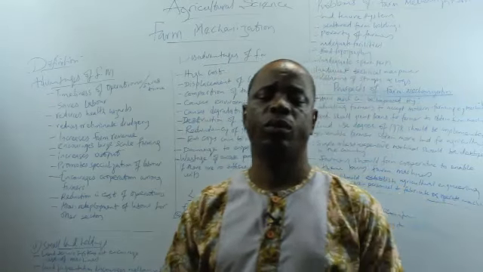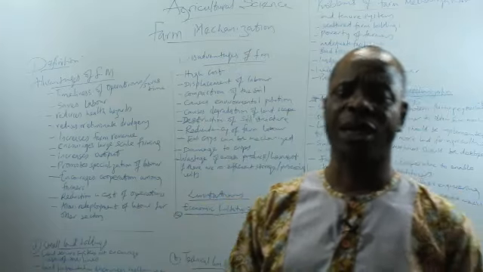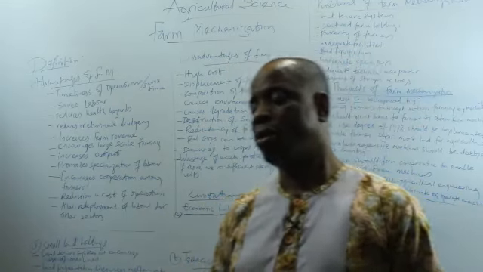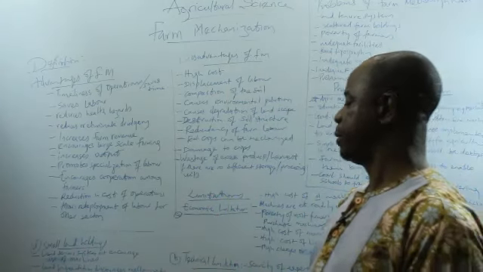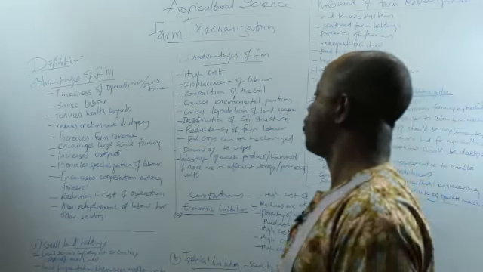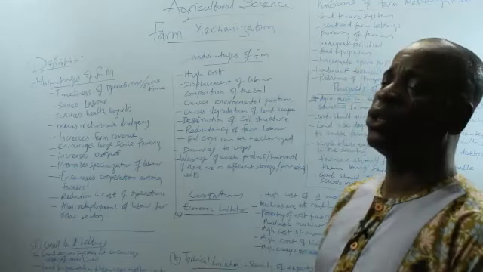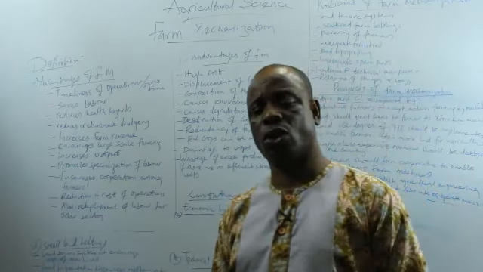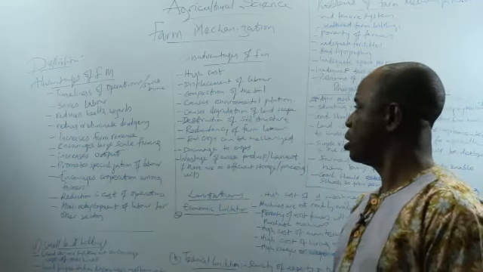When you use machines on the farm, few laborers will be required. The remaining labor can now be deployed to other sectors in the economy. Now let's look at the second point, disadvantages of farm mechanization. When you practice farm mechanization, what are the shortfalls or shortcomings that can be caused by the machines? The first one is high cost.